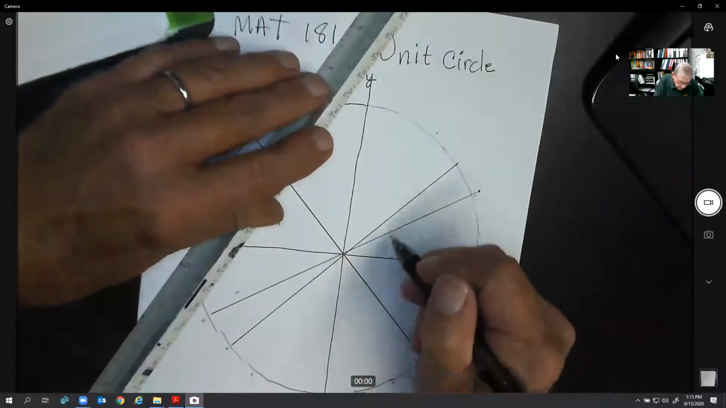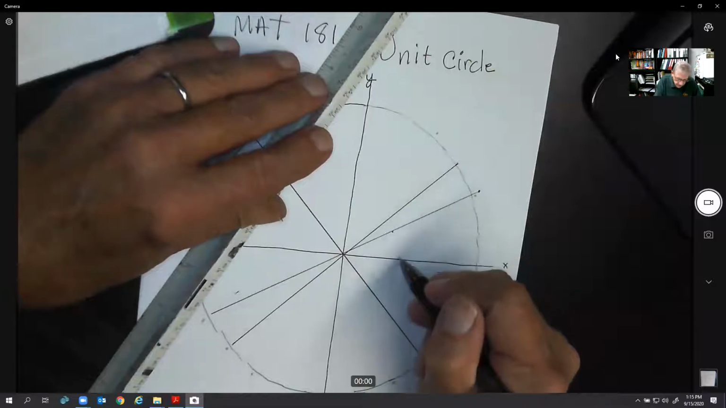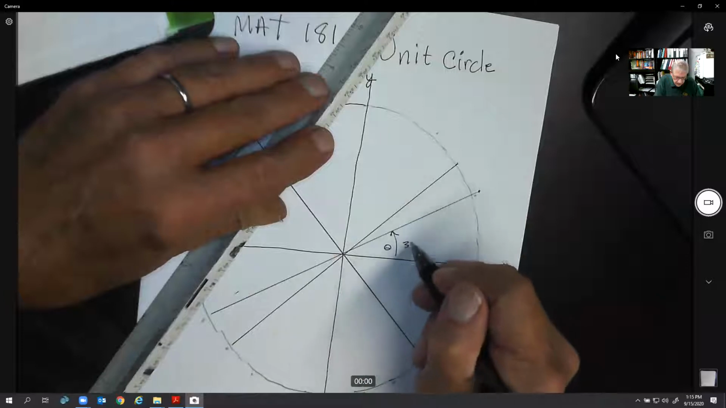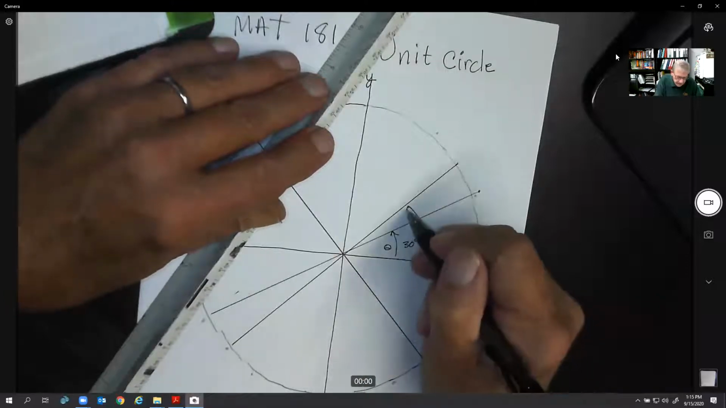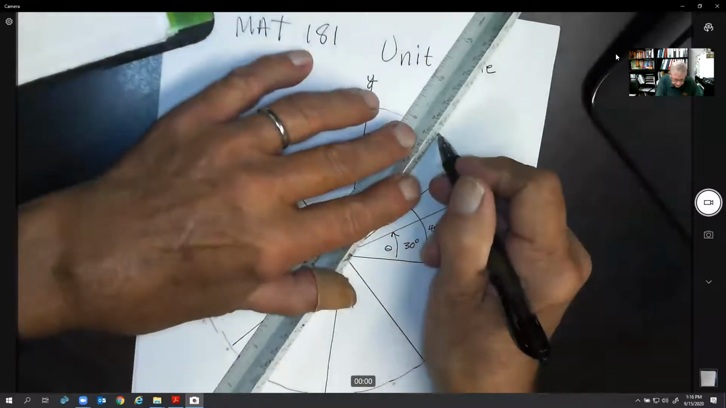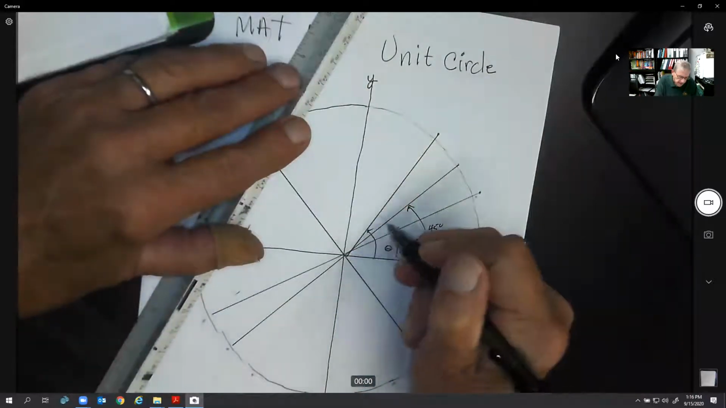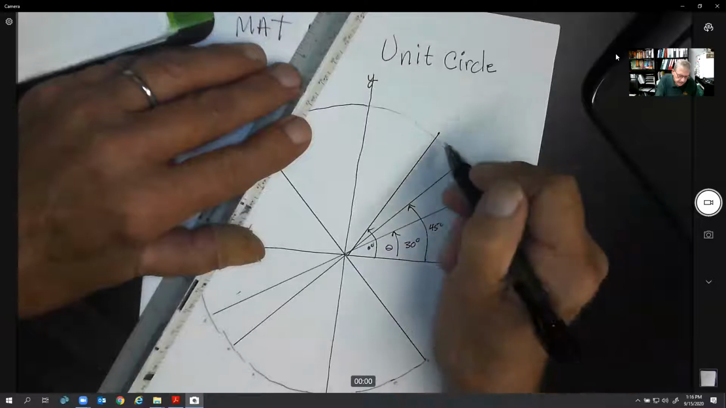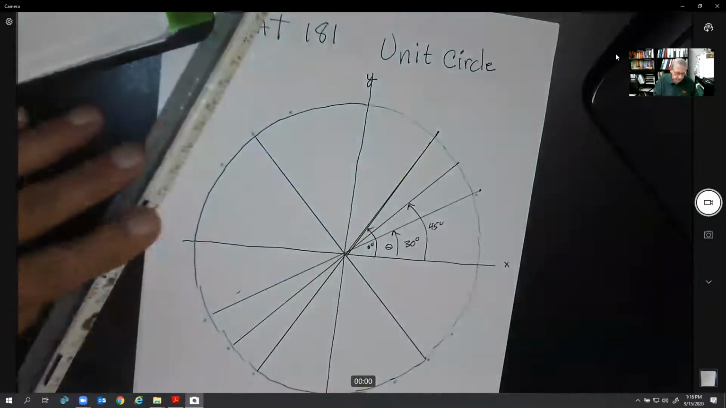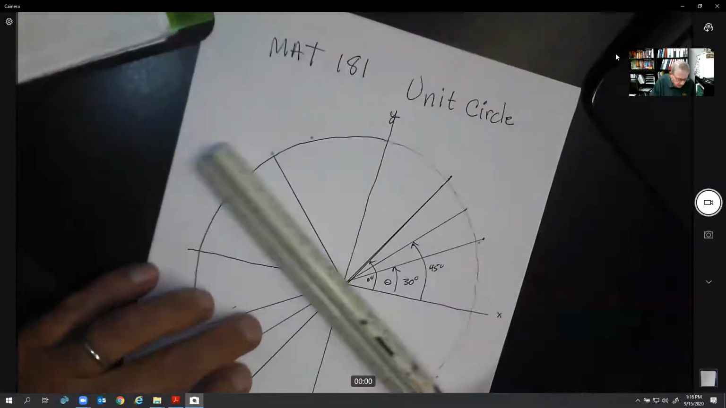See, from here to here would be 30 degrees. From here to here, I should say. Well, I can actually draw it in. This is theta. This would be 30 degrees. This is 45 degrees. And if I went way up here, from here to here would be 60 degrees. And I could draw that right through the center. And we do the same thing down here. So this is what we call a unit circle.